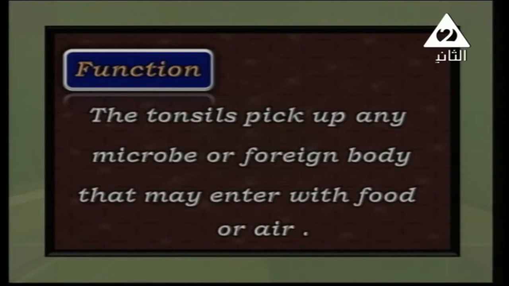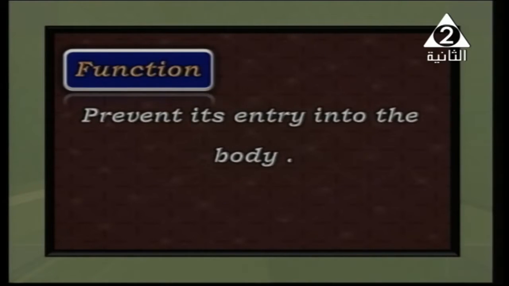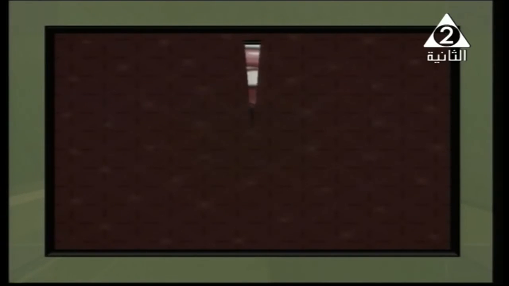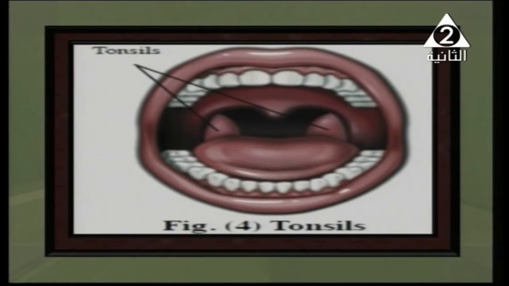The tonsils pick up any microbes or foreign body that may enter with the food or air. So they have an important function in clearing the entering food or entering air from the microbes and from foreign bodies. And also they prevent the entry of these pathogens through the food or through the water into the body. So they work to protect the body. And those are the 2 tonsils of you.